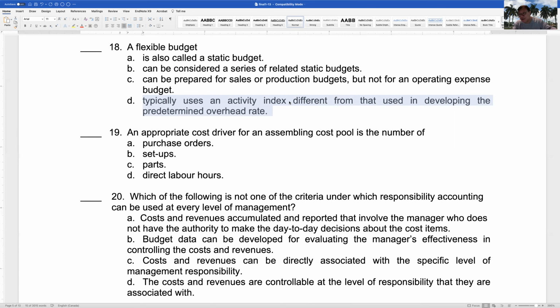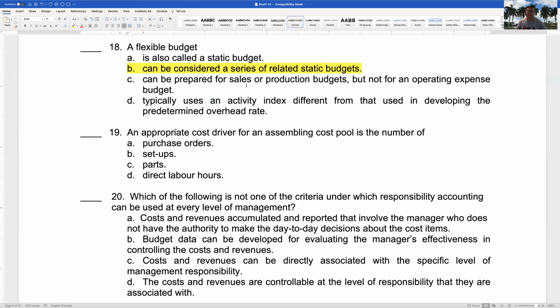So when you develop a flexible budget, you're going to stay with the same activity index. You're going to use machine hours instead of changing it to labor hours, for the operating expenses budget, depending on the level of the activity index. For example, operating expenses would include selling price, which is really tied to the level of the activity. So C is not right. So the answer is B, the second, okay?